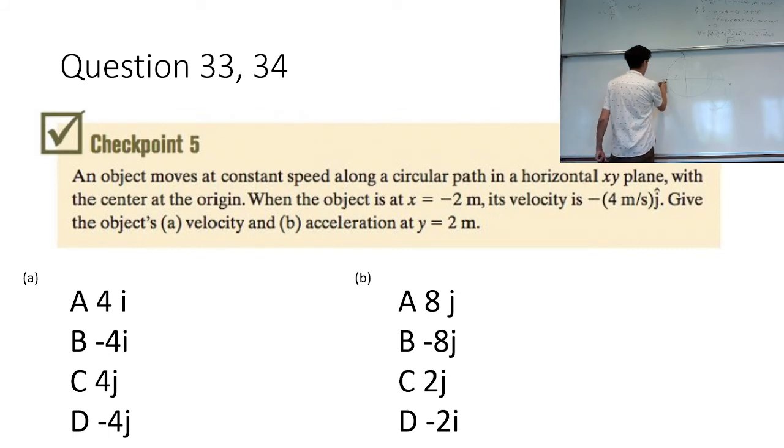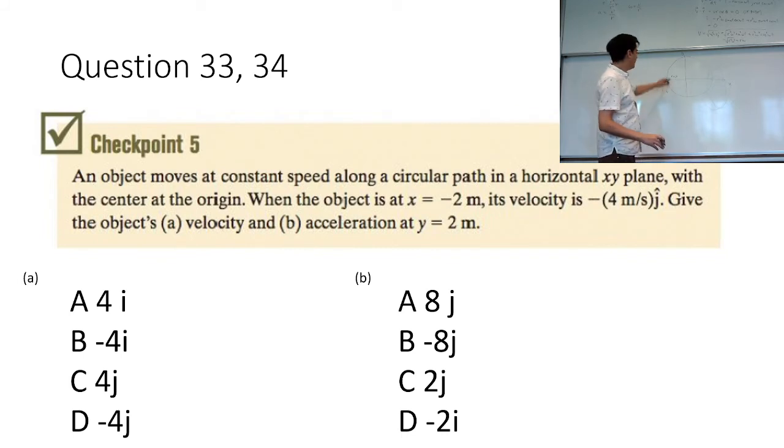So the speed is 4, and the radius is 2. We work that out, and then we need the object's velocity at y equals 2. Once you've worked out that this is the crucial bit of information, I think you can work out the rest pretty easily.